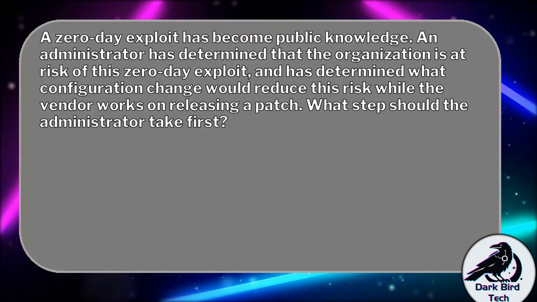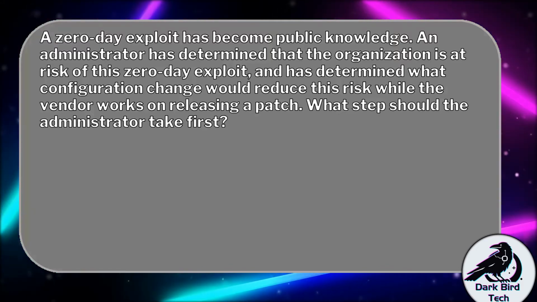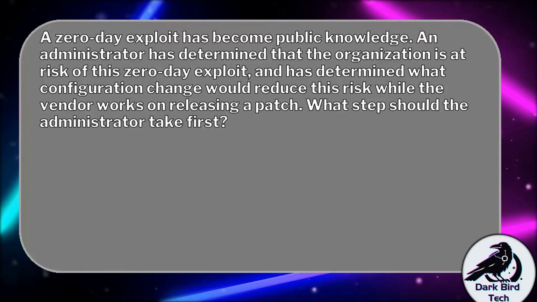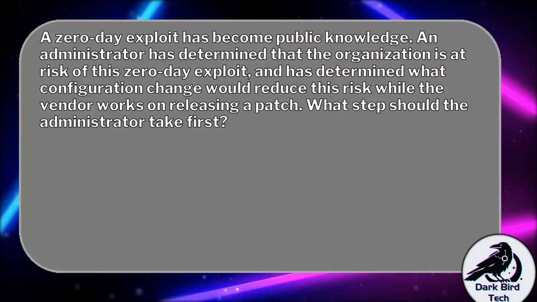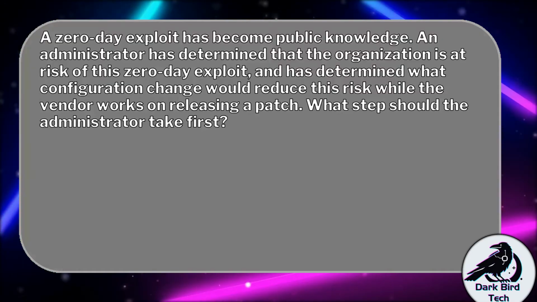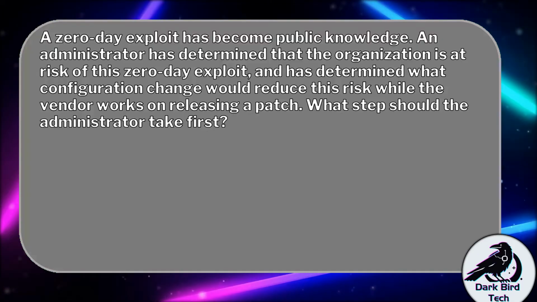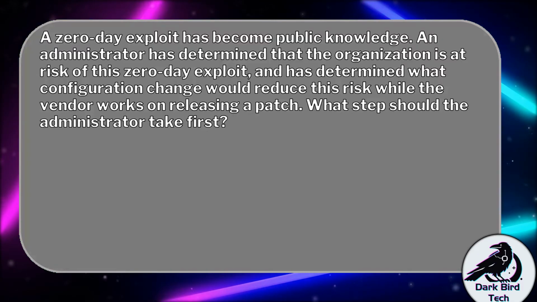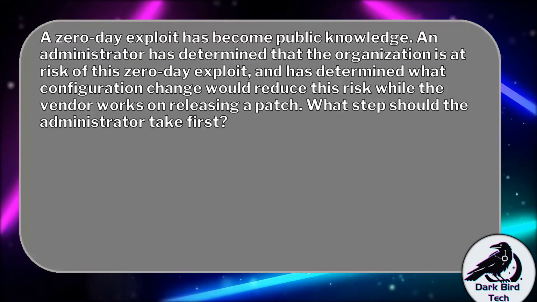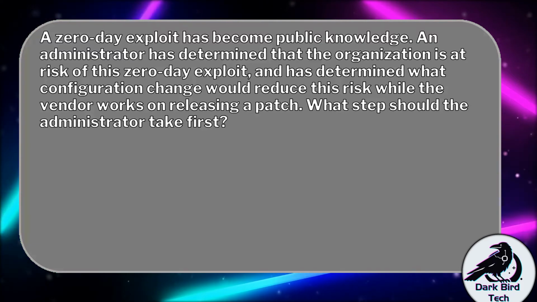A zero-day exploit has become public knowledge. An administrator has determined that the organization is at risk of the zero-day exploit. Oh dear. And has determined what configuration change would reduce the risk while the vendor works on releasing a patch. So obviously this is a software product that the organization is using. And in a situation like that, we have to wait for the vendor to fix the problem, assuming it's still being supported. So what steps should the administrator take first? I don't know, but they should probably take very quick steps.